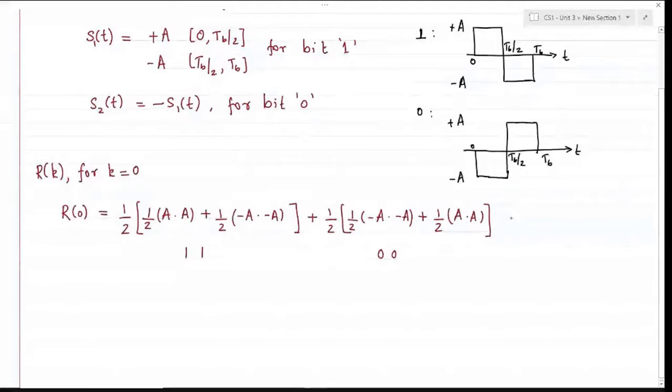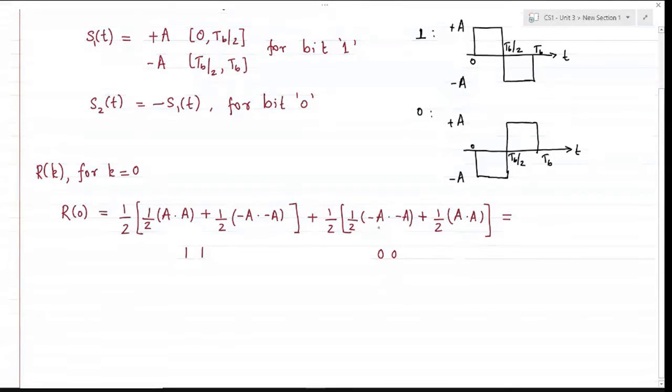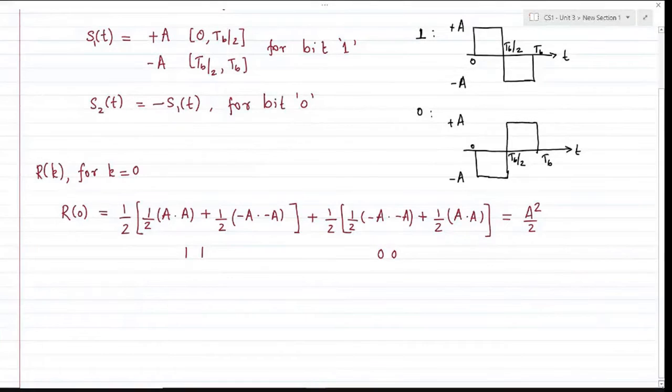Okay, so what will be the result of this? This is a square by 2 plus a square by 2. This is a square by 4. Similarly for the second half as well. So this is a square by 4 times 2, which is a square by 2. Okay, so this is for the case k is equal to 0.